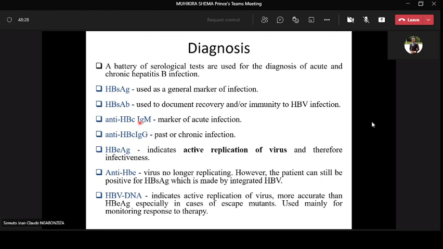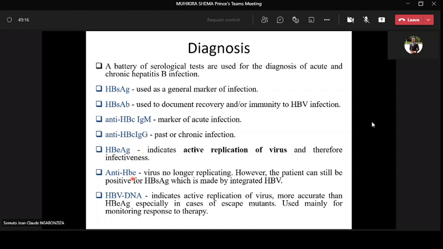Mark of acute infection ni IgM igihe cyose. Hanyuma iyi ni active replication of virus. So igihe cyose ubonyemo iyi hepatitis B E antigen, biba bivuga ko hariho active replication of viruses, bijyana kuri chronicity. And E antibody also is a marker of no longer replicating, so controlled replication. However, the patient can still be positive for this surface antigen, which is made by integrated HBV. So nubwo wa controlling the virus yawe, ariko hari n'izindi zire integrated zishobora kuba ziki.